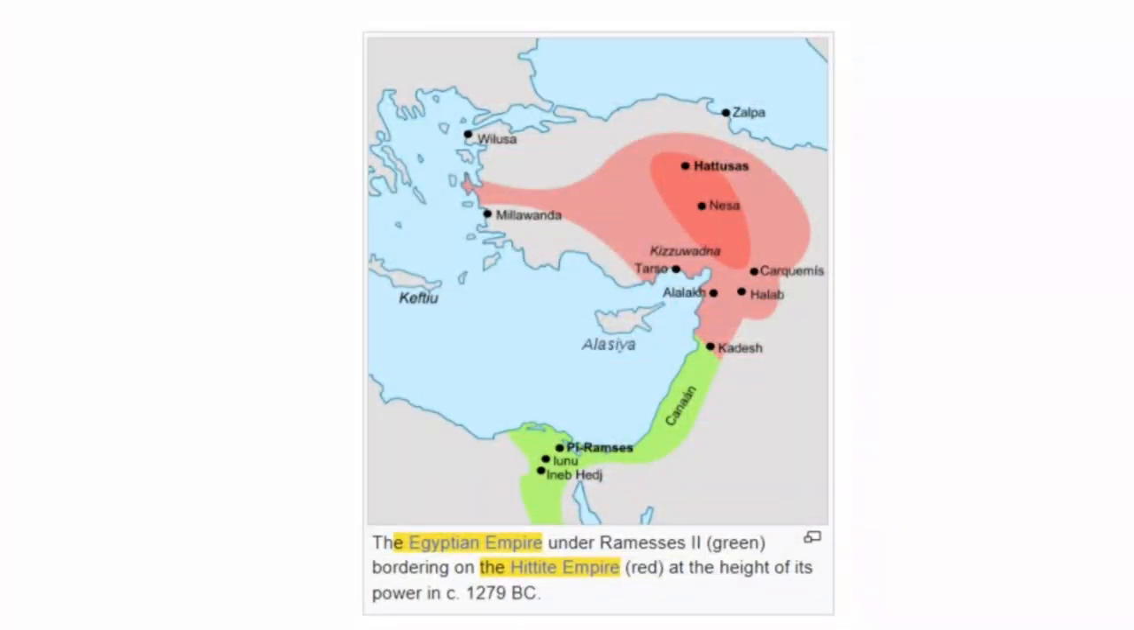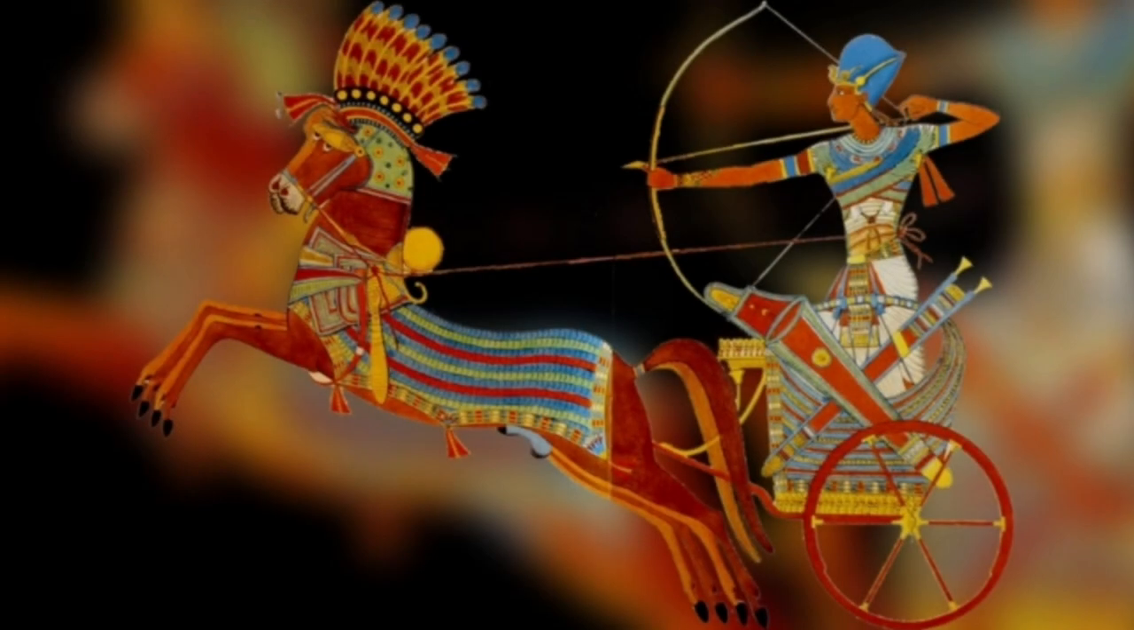In this map, I'm showing the Egyptian Empire under Ramesses II in the color green, bordering on the Hittite Empire in the color red, at the height of its power around 1279 BC, according to secular historians. The King of Mizraim, a son of Ham, or King of Egypt, Pharaoh Ramesses II, in his chariot. This battle, the Battle of Kadesh, was famous, according to scholars, for the amount of chariots that were used on both sides.